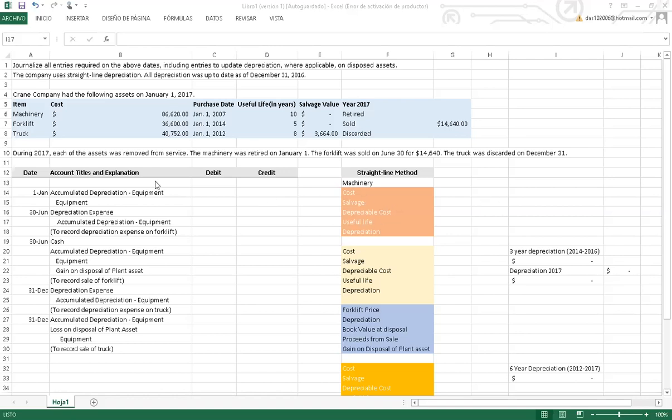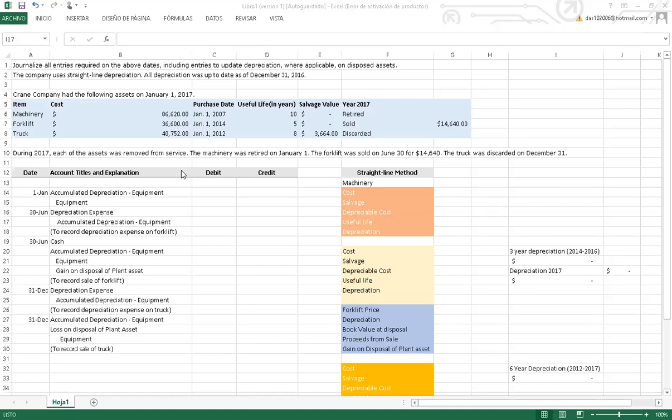So it asks us to journalize all entries required on the above dates, including entries to update depreciation where applicable on disposed assets. And then the company uses straight line depreciation. All depreciation was up to date as of December 31st, 2017.